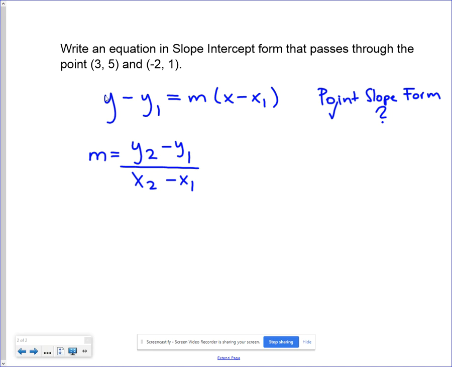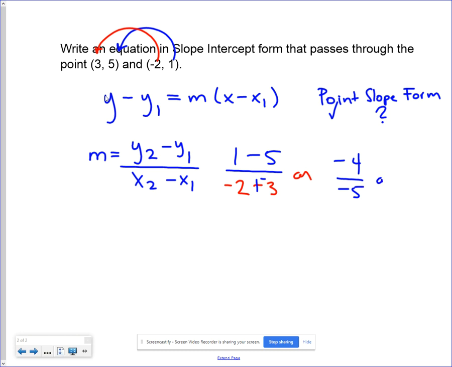So we're going to subtract the y coordinates. So we're going to go 1 minus 5. And then I have to do the x's in the same order. I went from right to left, so I have to do the x's from right to left. So the bottom would be -2 minus 3. If you simplify this, we get 1 minus 5 is -4. 2 minus -3, we can change that to 2 plus 3, which is -5. So the slope of this line is 4/5.